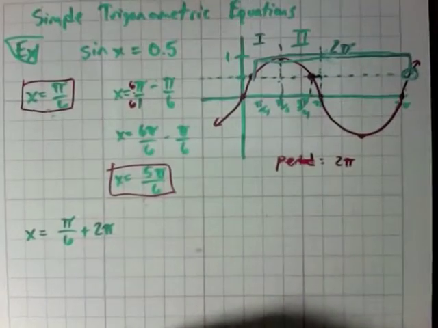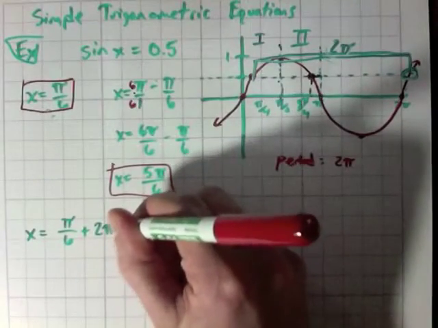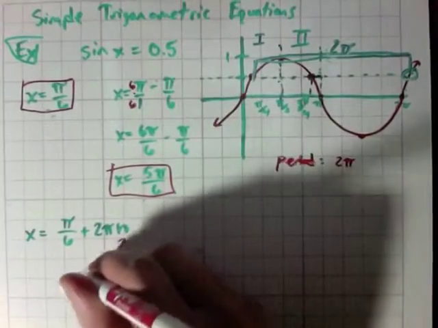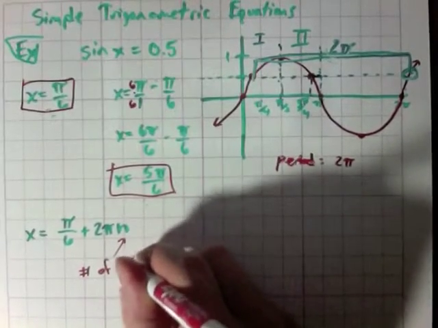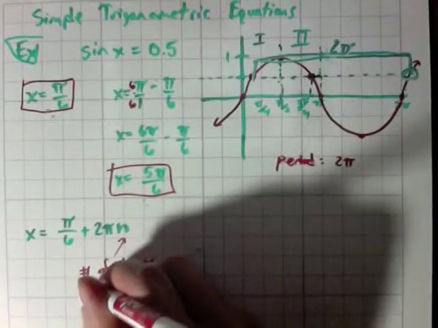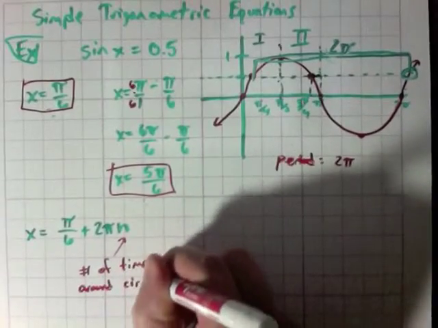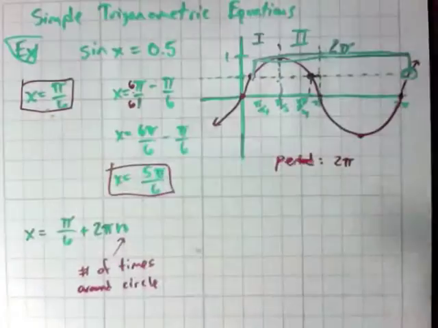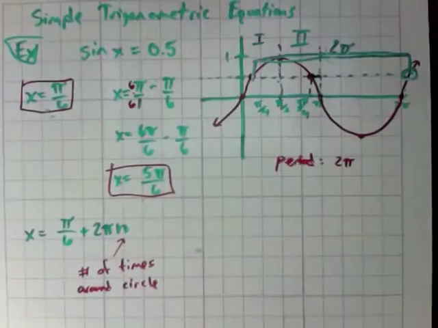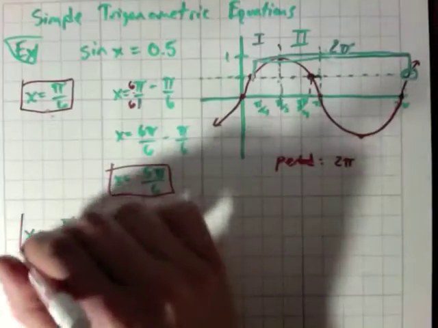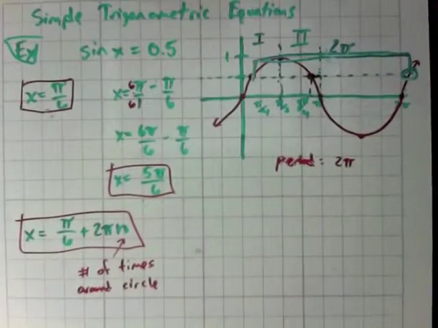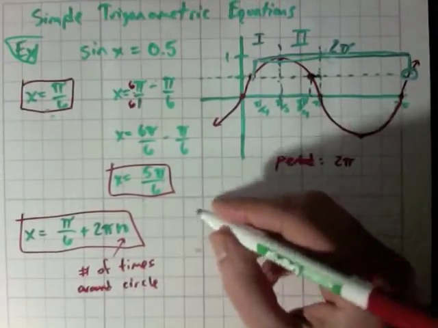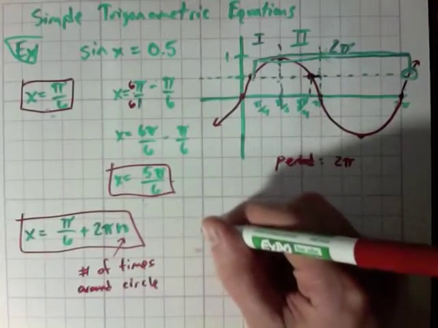That would give me one reference angle, but if I want to consider all of them, I'm going to have this value of n, where n represents the number of times we're going around the circle. That even works if n is negative, then I would be subtracting 2 pi and landing in some of the negative coterminal angles. So this represents half of all of the solutions when sine x is 0.5. The other half would be the coterminal angles for 5 pi over 6.